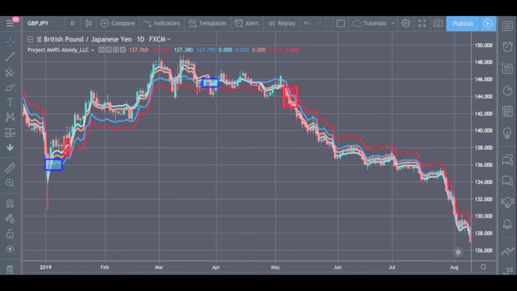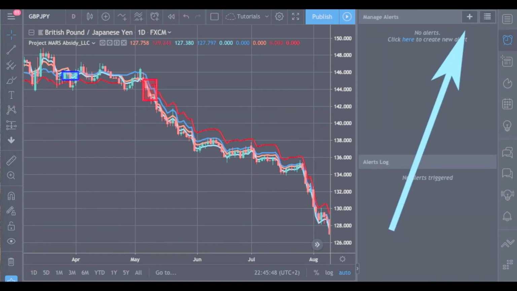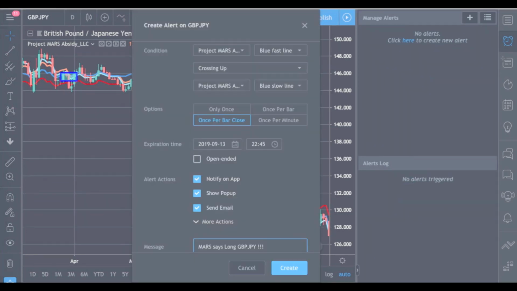And here at Absidy LLC, we foresee the needs of our customers and clients. So we created a system by which you can get alerts for when crossovers happen. To do this, go to your alert menu in TradingView, click on Add Alert, and then click on Project Mars. And then for the condition, select Project Mars. Right now I want to know when we should go long on the pound-yen pair again.